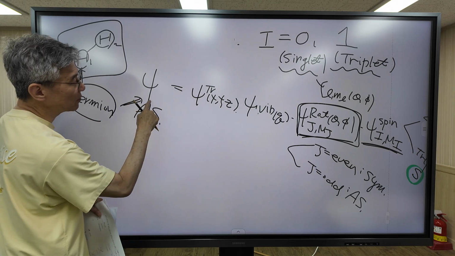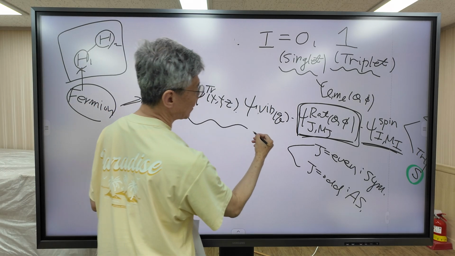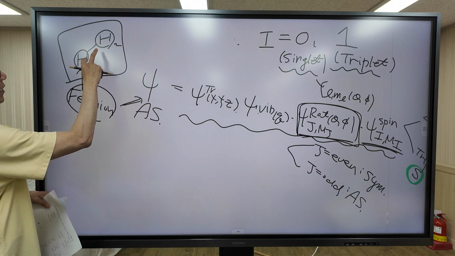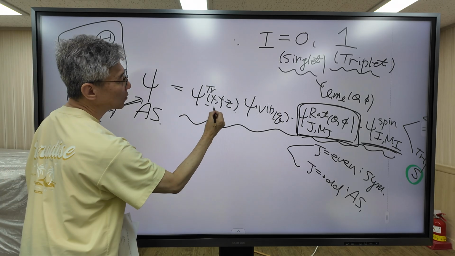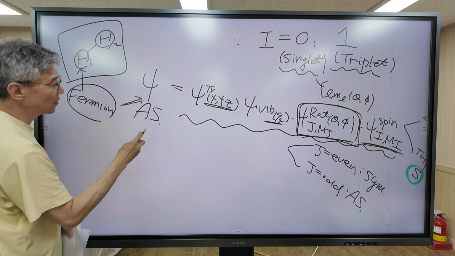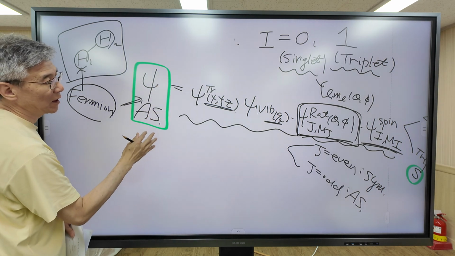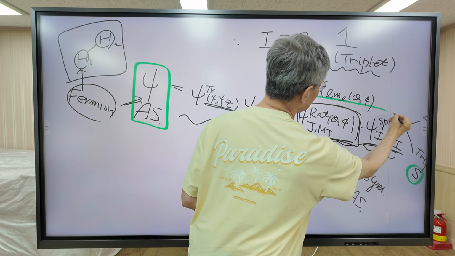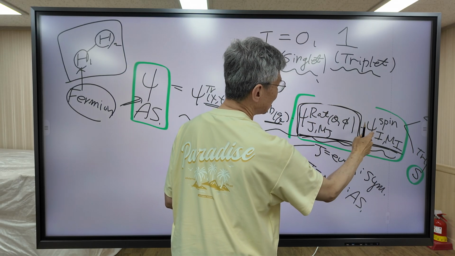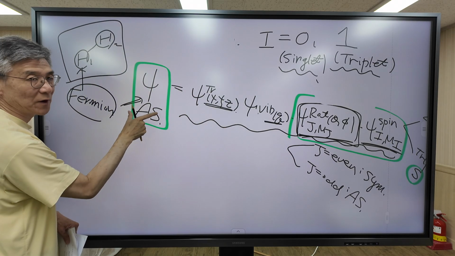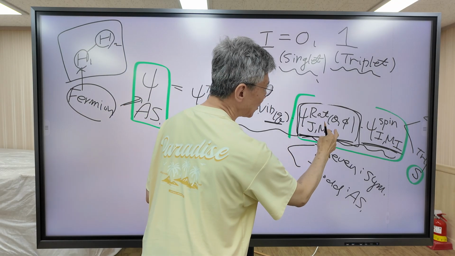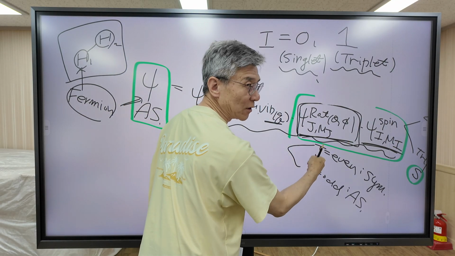So this function must be anti-symmetric. But when you swap particle 1 and particle 2, this coordinate does not change. So the symmetry of this overall function is determined by this part. The product of rotational wave function and spin wave function determines the symmetry of this function because this function does not change. And the symmetry of this function can be classified as either this one.